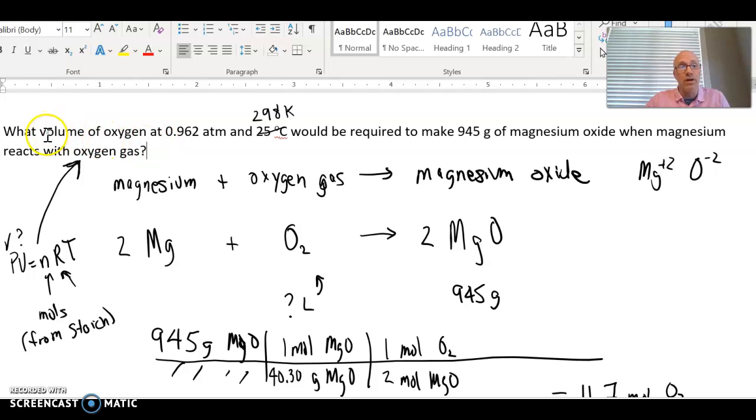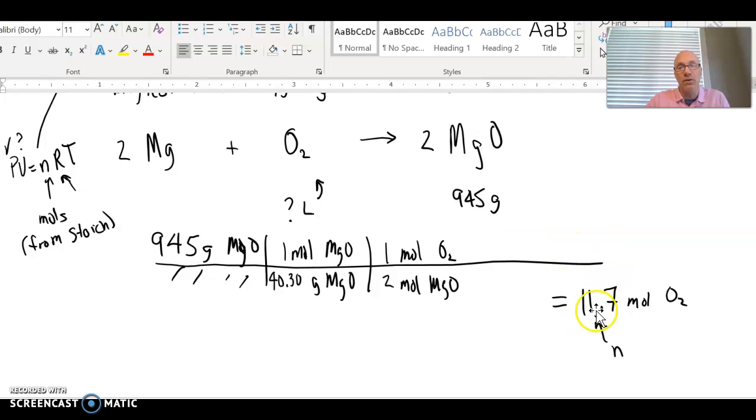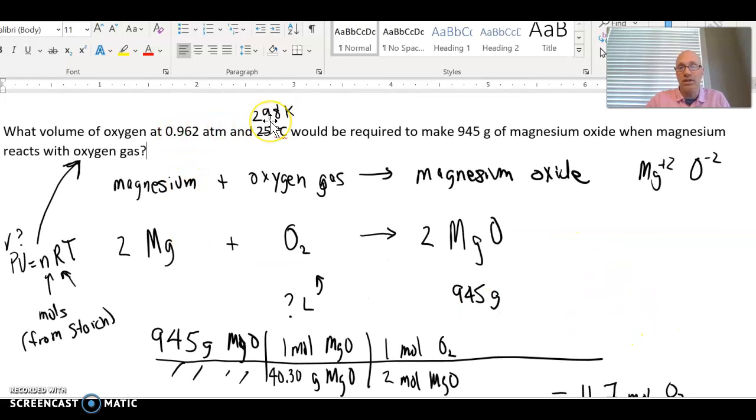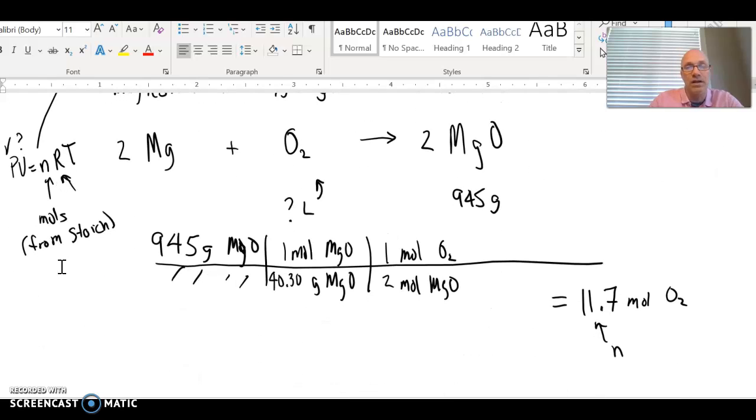So we now have a problem where it's essentially like a gas law problem. What volume of the oxygen would you have if you had this many moles of it at this pressure and this temperature? We can solve that just by using the ideal gas law, PV equals nRT. The thing that we don't know is the volume.